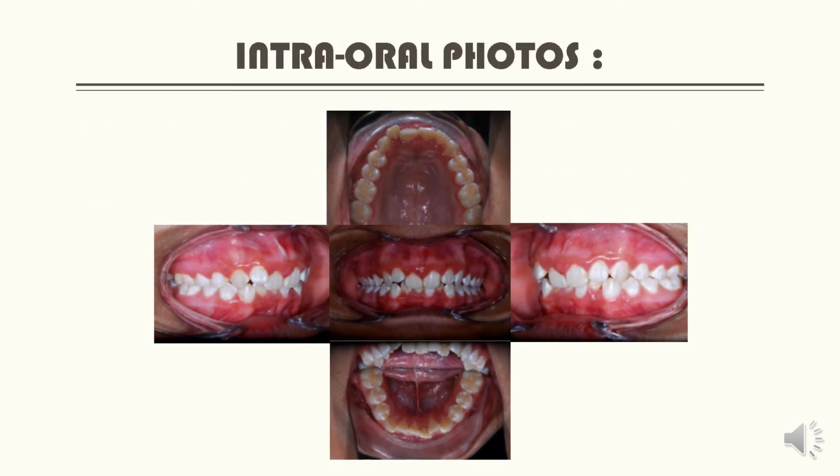Okay, these are the intraoral photos. As you can see, the upper front teeth, which are the 1-1 and 2-1, are slightly retroclined, with a very deep bite and increased overbite. And I also have to mention that 1-2 is slightly proclined as compared to the other teeth.